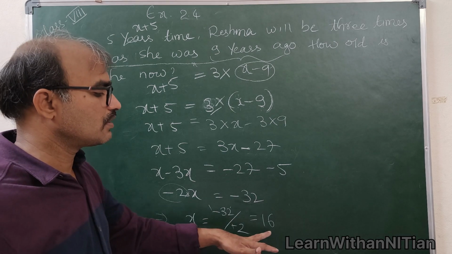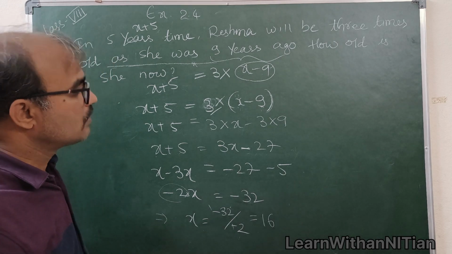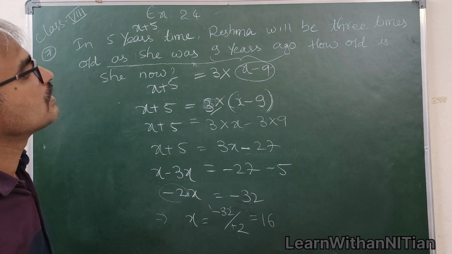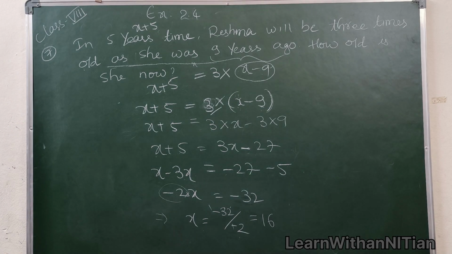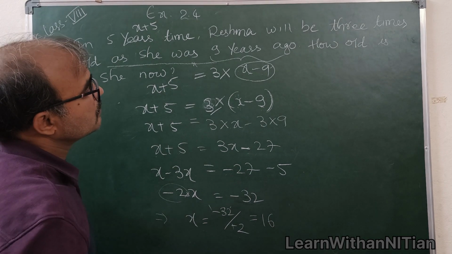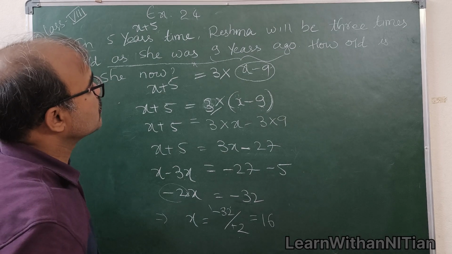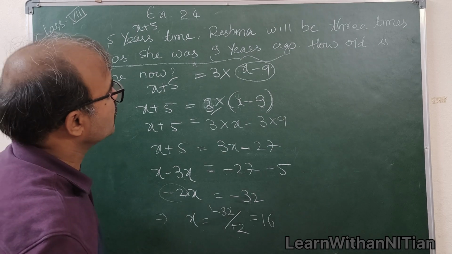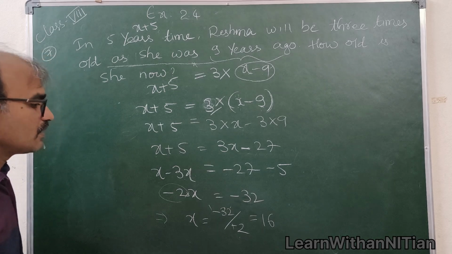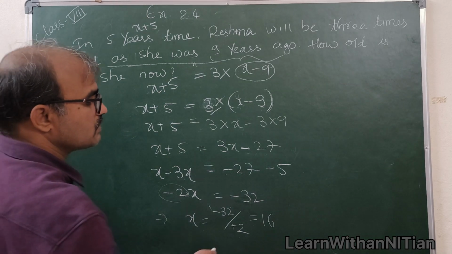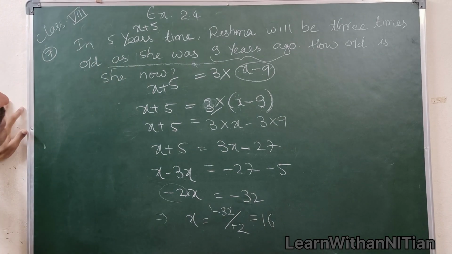9 years ago, her age was 16 minus 9. How much? 7 years. Right? Check now. 7 times 3 is 21. Correct only. Right? Therefore, her present age is 16 years. Right?